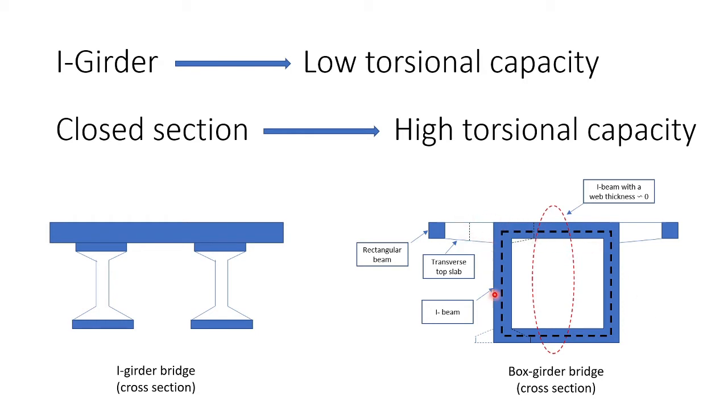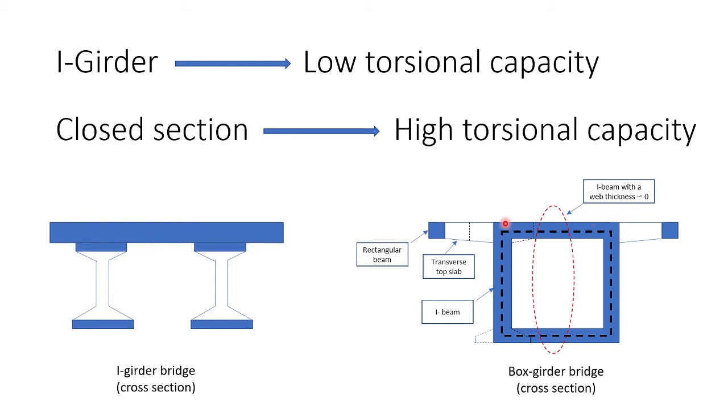So ideally, we will have two I-girders on either side, and then two rectangular beams. To connect this I-girder and the rectangular beam, we can have a transverse top beam on either side. And in the area between the two I-girders, we can have another set of transverse beams. So we can define an I-beam, but ideally with a web thickness that is 0 or almost closer to 0.